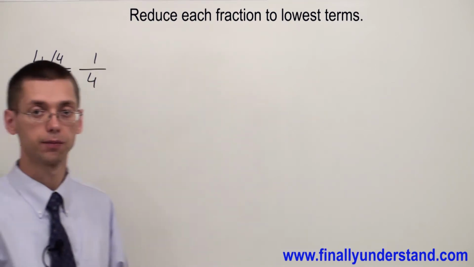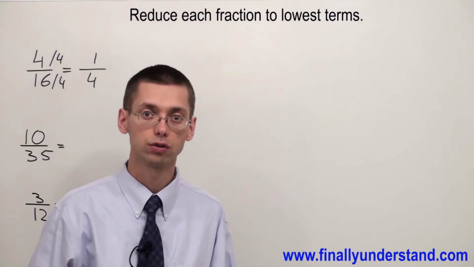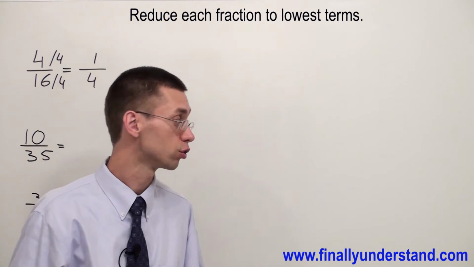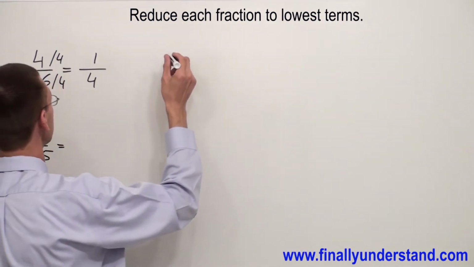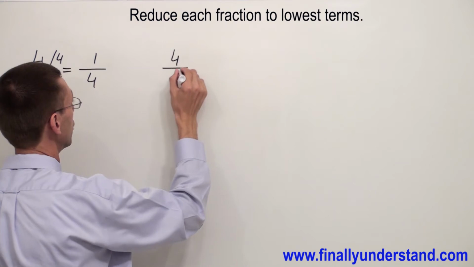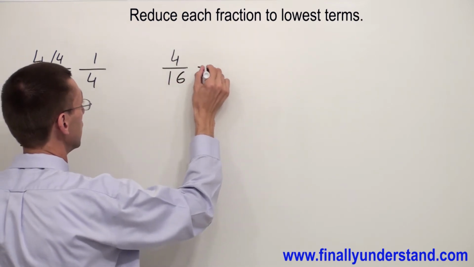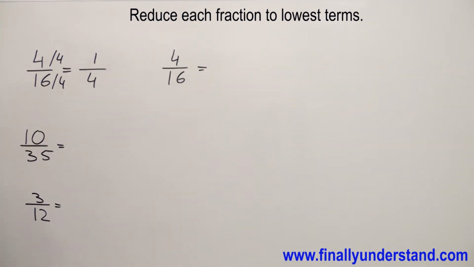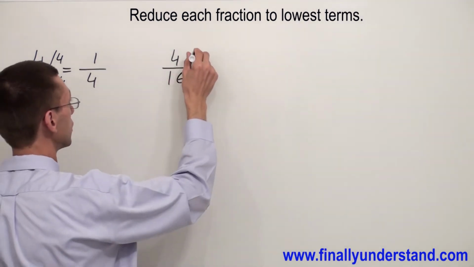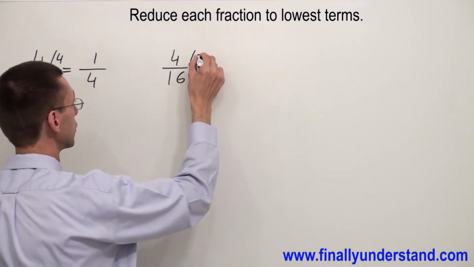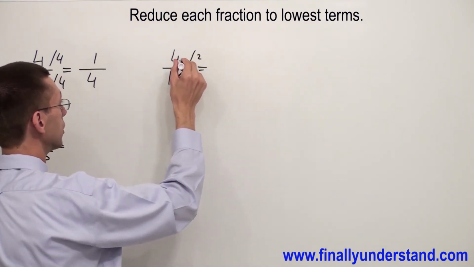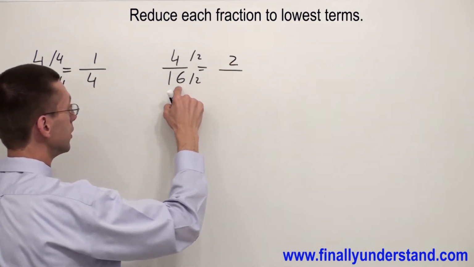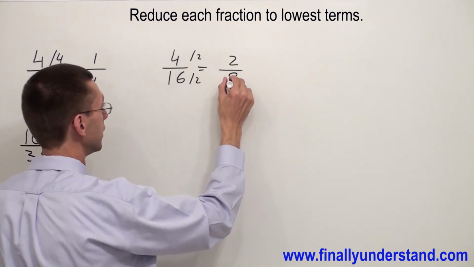Sometimes it happens that students cannot see the greatest common factor at the very first moment. So what you're supposed to do is take a look at this example one more time. I have 4 and I have 16. 4 and 16 are even numbers. Even numbers are divisible by 2. So you can reduce numerator and denominator by 2. 4 divided by 2 is 2. 16 divided by 2 is 8.